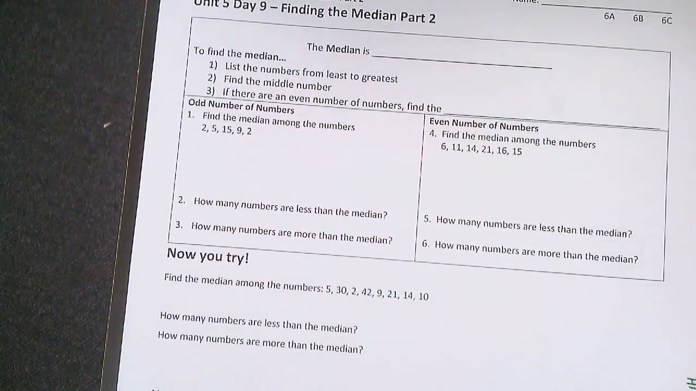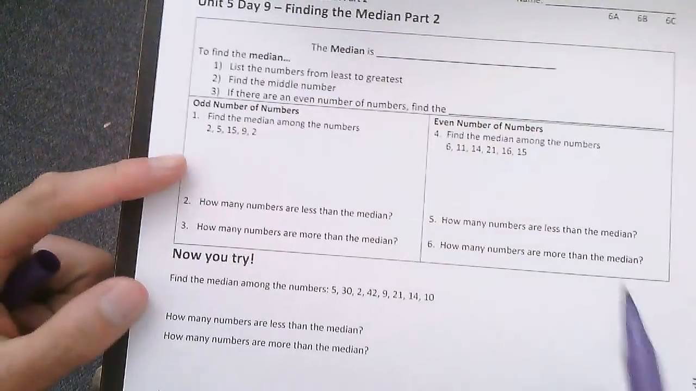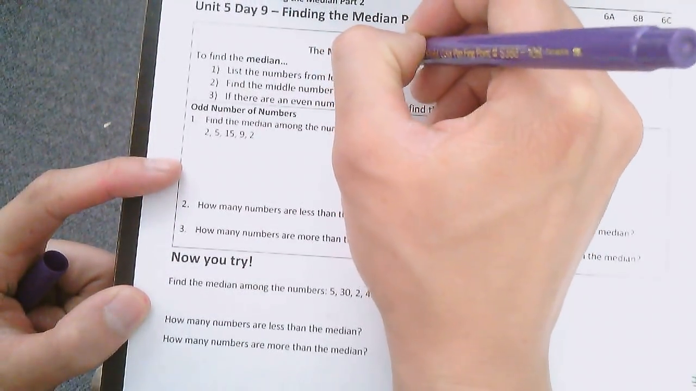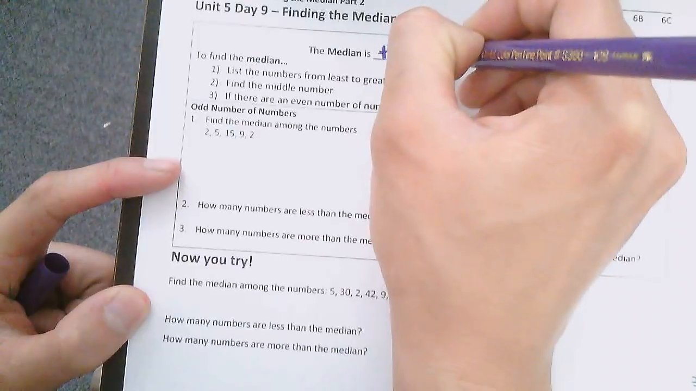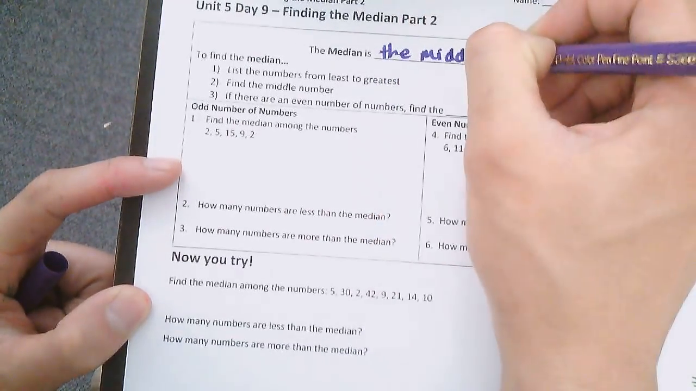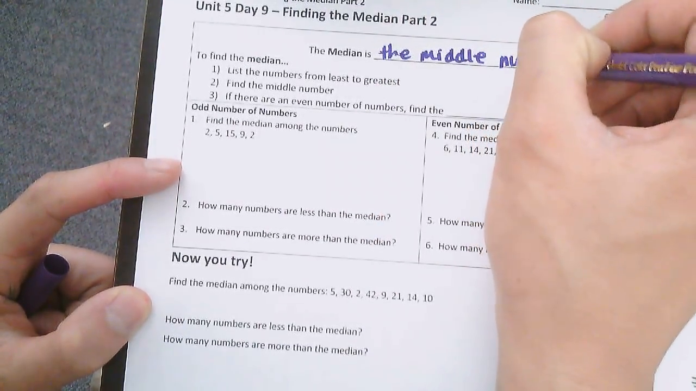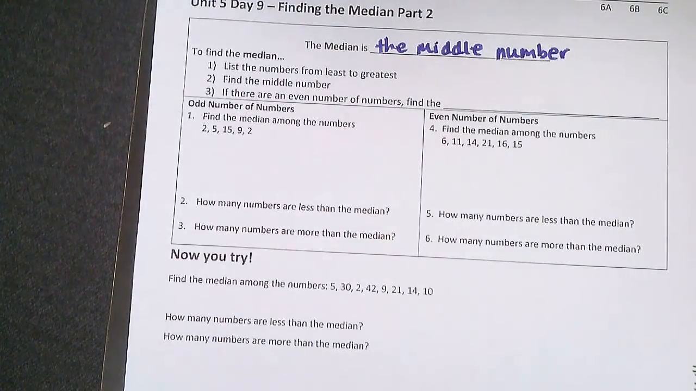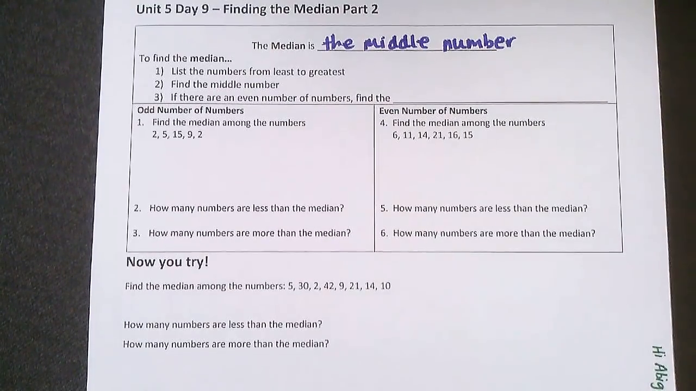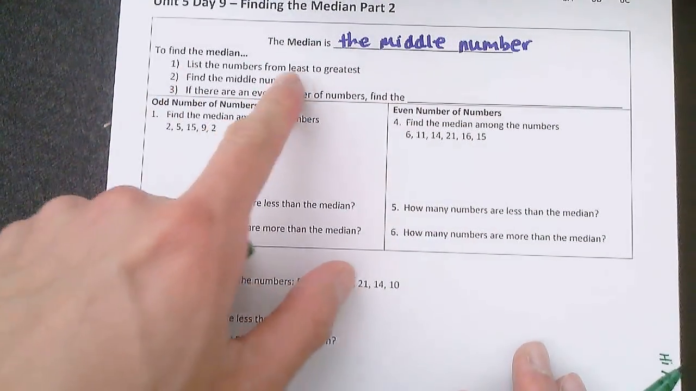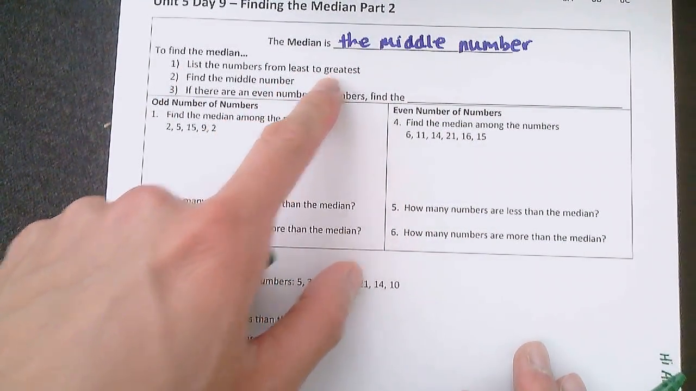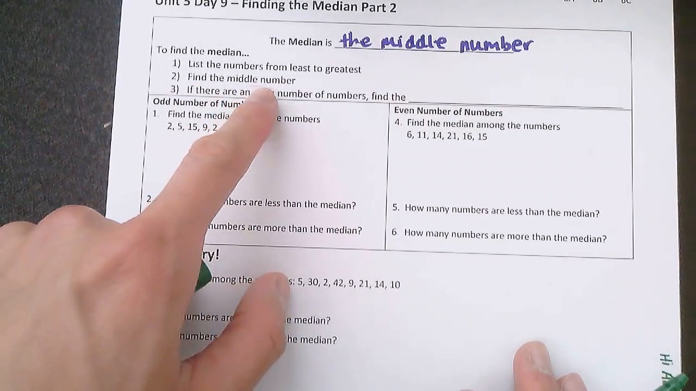Today we are continuing our work with finding the median. Yesterday we learned that the median is the same thing as the middle number. So the median is the middle number. And to find the median, the first step is to list the numbers from least to greatest, and then we can find the middle number.